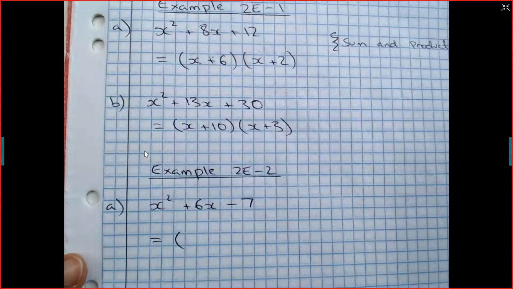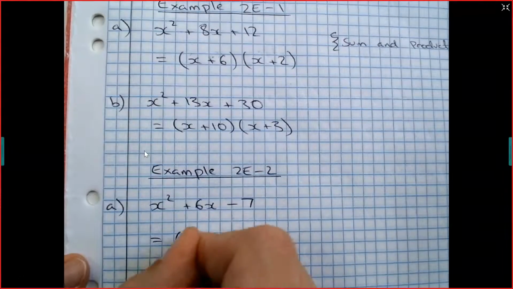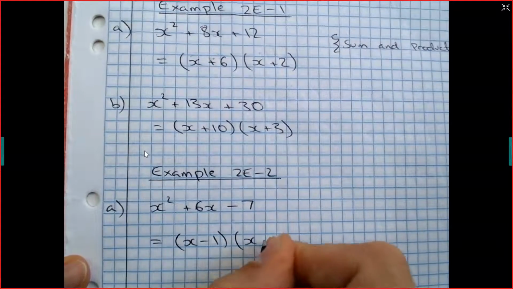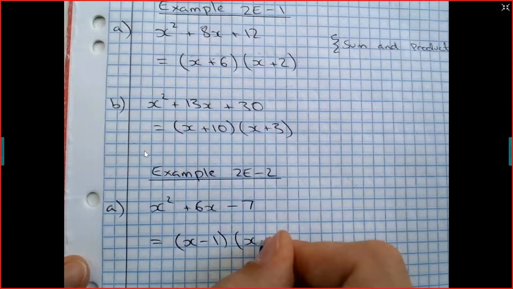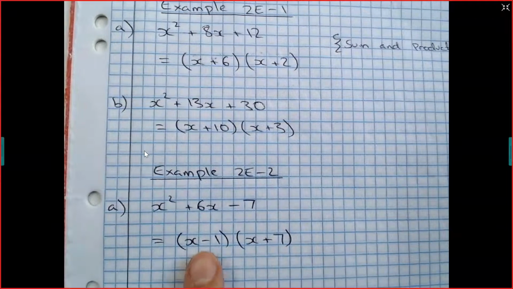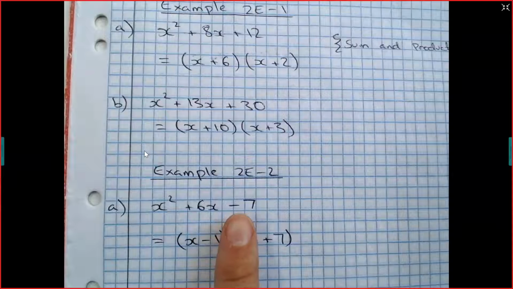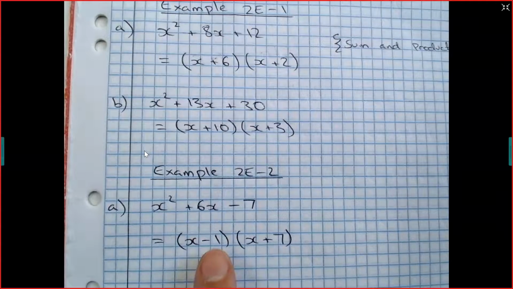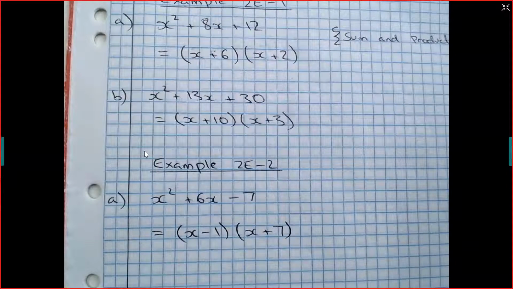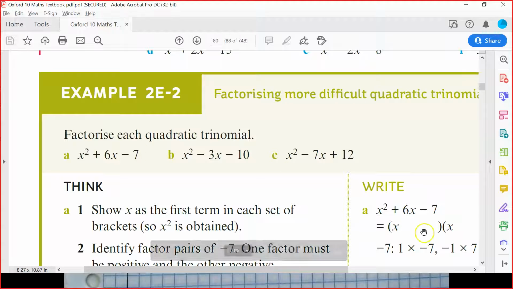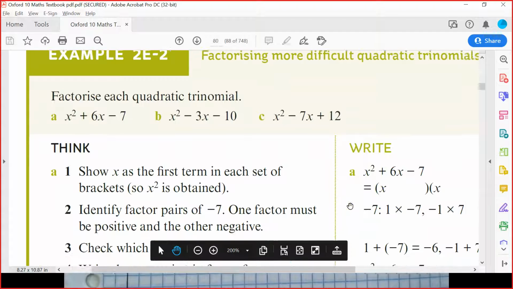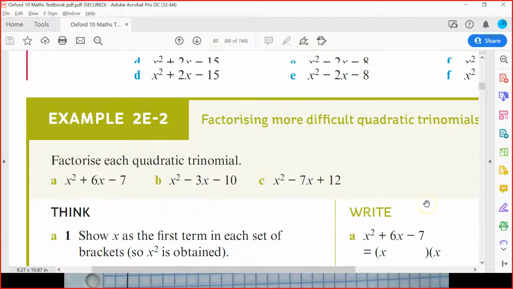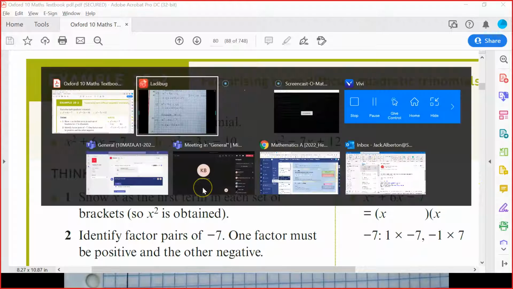Negative 1 and 7. So if I have x minus 1 and x plus 7, when I multiply minus 1 and 7, do I get negative 7? Yes. And then when I add negative 1 plus 7, do I get positive 6? Yes. Alright, so that works. x minus 1 and x plus 7 would be that combination of numbers that would give me the sum and product that I'm looking for. So let's see, did they agree with what we said? x minus 1, x plus 7. Alright, let's have a look at the next trinomial.